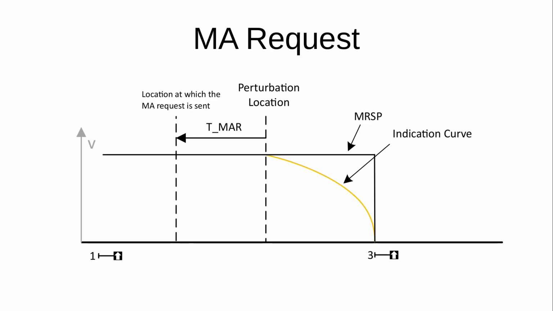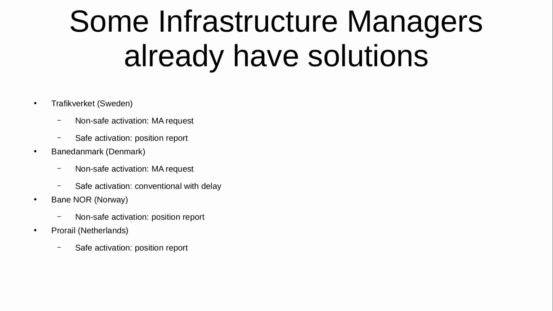Because the MA request depends directly on the braking curve of the train, the MA request is well suited for the non-safe activation of a LCPS. Several infrastructure managers already have such solutions in operation or are about to deploy them.